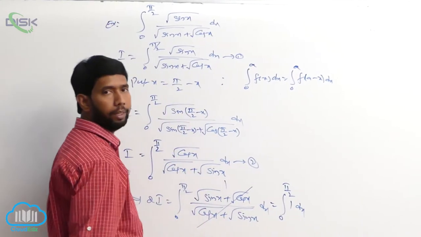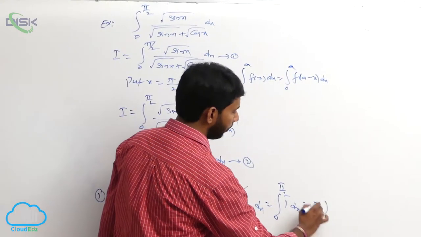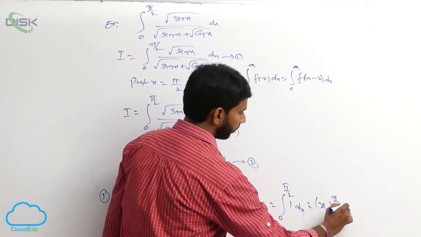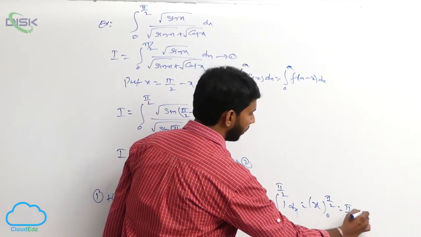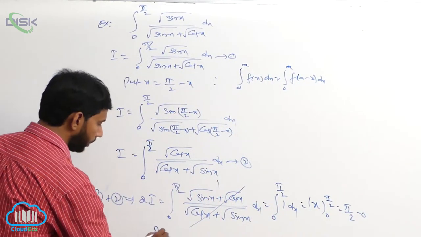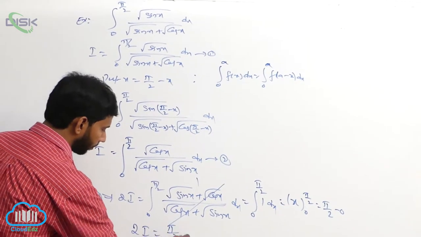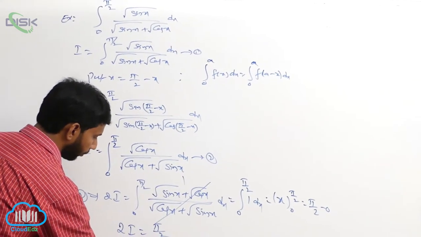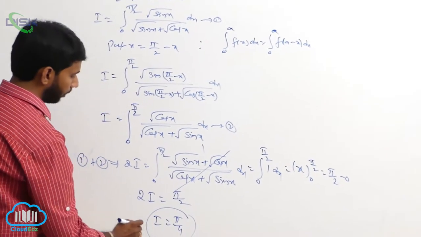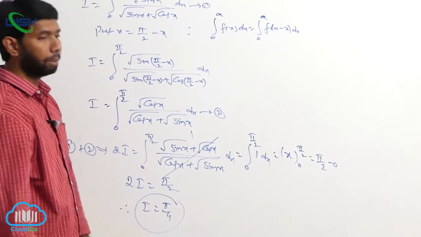Here the integral of 1 dx is x. Its limits are 0 to pi by 2. Its value is pi by 2 minus 0. That is, 2I is equal to pi by 2, so I is equal to pi by 4. The value of the given integration is pi by 4.